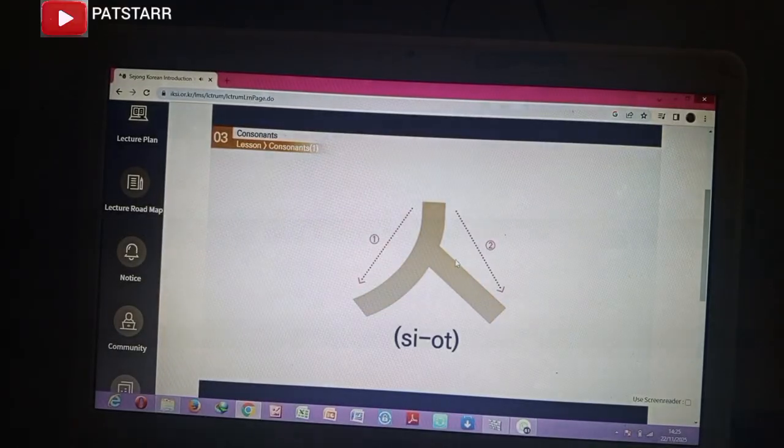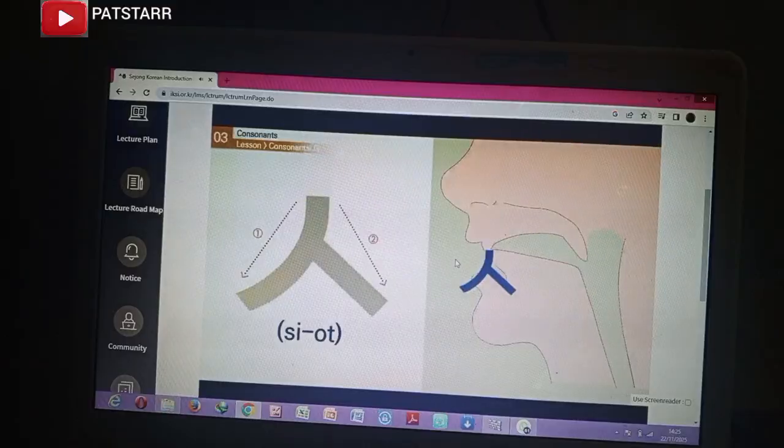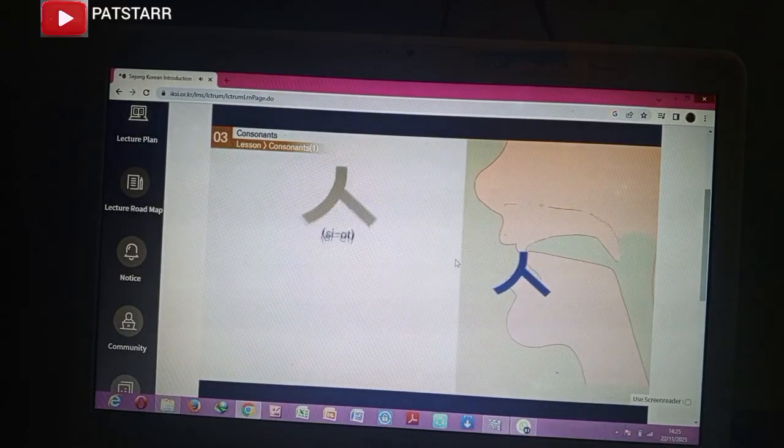The shiot sound is made by touching your tongue against both your upper and lower teeth. In this way, your teeth resemble the shiot shape. Listen carefully.